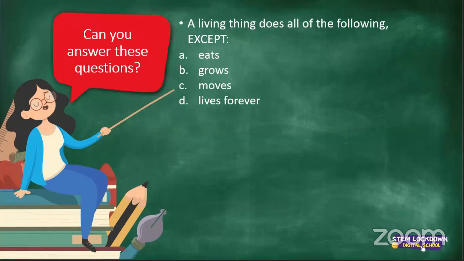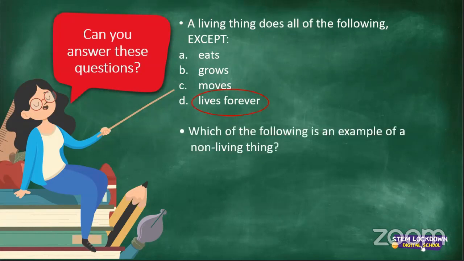It seems like these questions are way too easy for you guys. I'm going to have to step up a bit with this. Good. All of you are right. A living thing does all of the following except lives forever. Good. Next question. Which of the following is an example of a non-living thing?